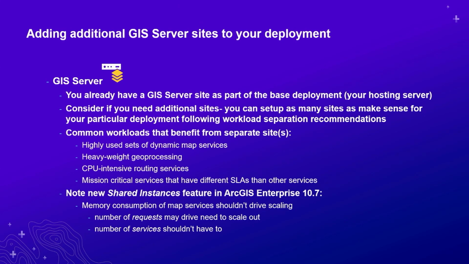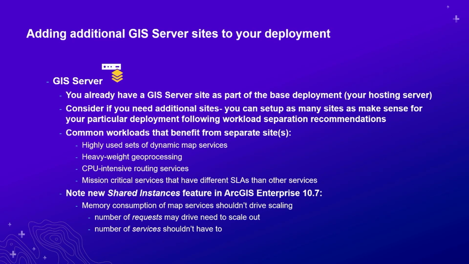I want to make a plug for and mention the new feature called shared instances that was introduced with ArcGIS Enterprise 10.7. Previously, one reason why we saw additional GIS server sites being added to a deployment was if you had a large number of map services. Map services have traditionally been relatively costly in terms of memory. Even when they're not doing any work, a map service would easily take up at least 100 to 200 megabytes worth of memory per service instance.